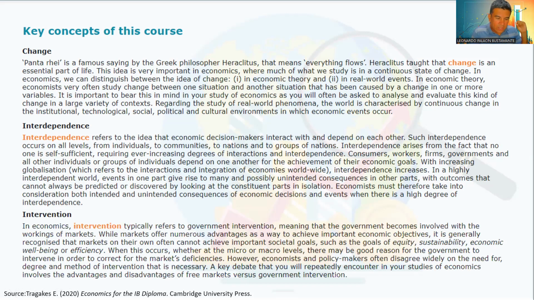Intervention is a very important term as well, because it has to do with how the government operates. When we talk about intervention, we generally refer to how the government gets involved in the market, for example.